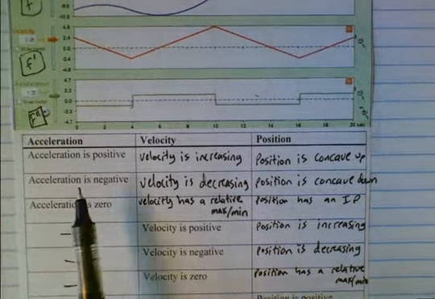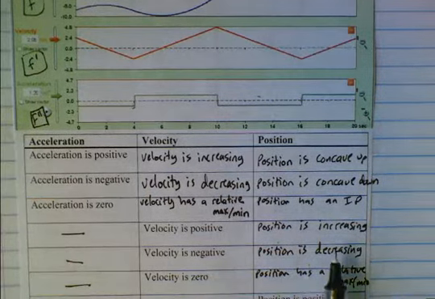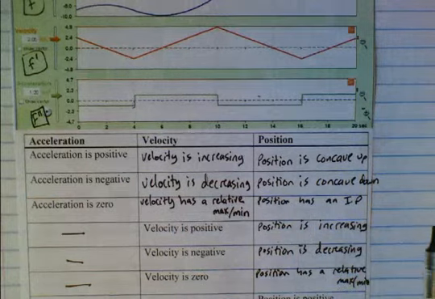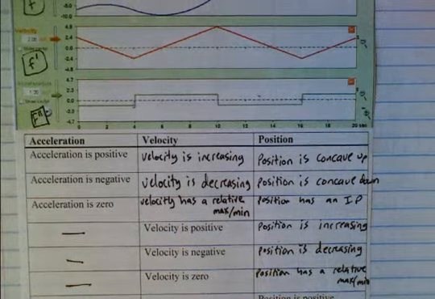And notice there's a pattern. Positive to increasing, positive to increasing. Increasing to concave up, well that's the only concave up, concave down we have, so we can't tell if there's going to be more of a relationship here.